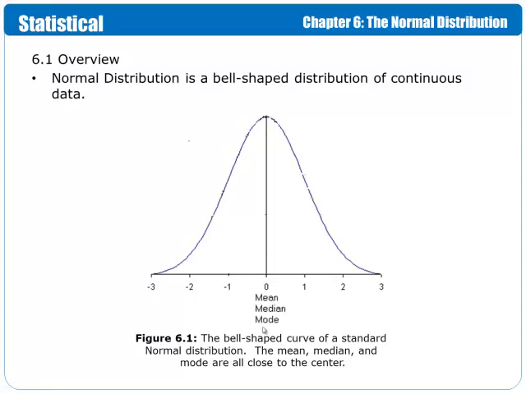Now that does not mean that for a given set of data that have a normal distribution, the mean, the median, and the mode would be exactly the same value, because that will almost never happen. But theoretically, they're in about the same spot, so they should be very similar.